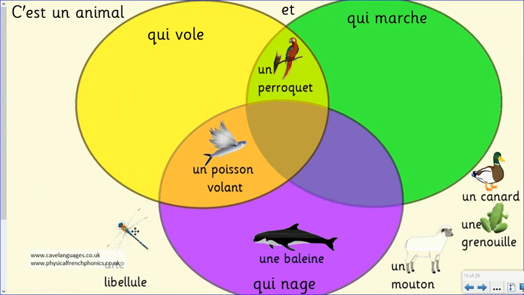Flies and swims. Now this is a nice word. I like this word. Une libellule. It's a dragonfly. Now where is that going to go? I am going to put it here. C'est un animal qui vole, because dragonflies don't live for very long and they just spend their time looking for a mate and flying around. They don't really walk at all, so I'm going to put it there.